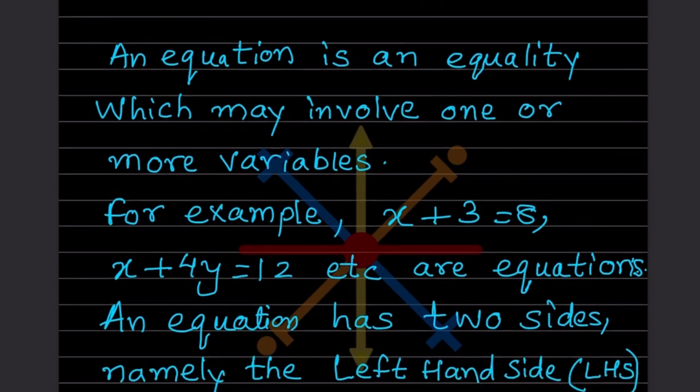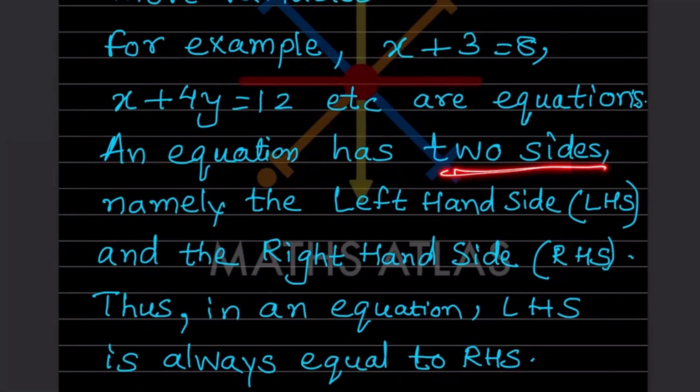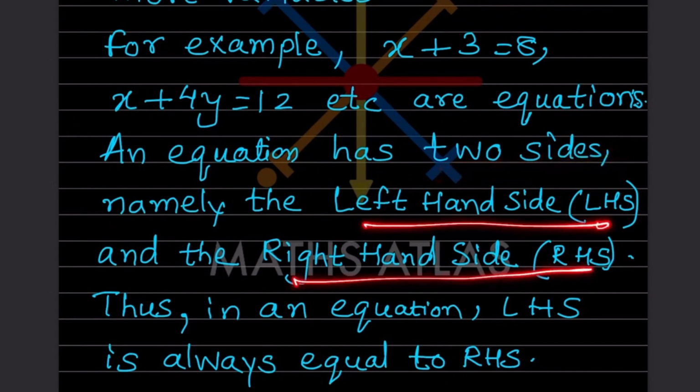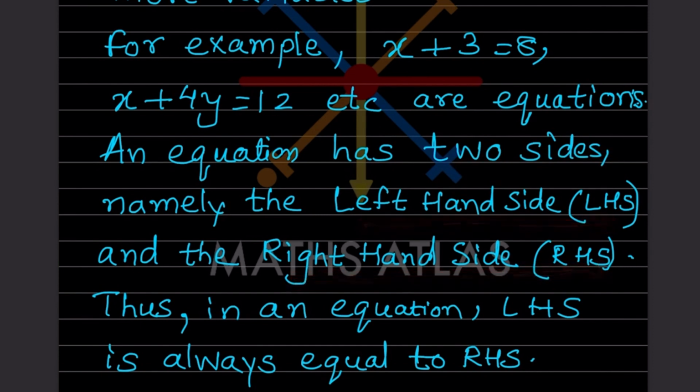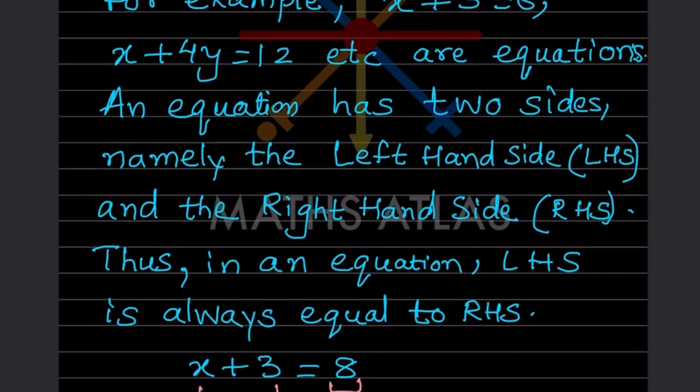Now an equation has two sides. This is called the left hand side and the right hand side. This is very important when you solve equations. We are not always going to say left hand side; we'll say LHS and RHS. I've written both ways. Left hand side, the short form is LHS, and right hand side, the short form is RHS. In an equation, LHS is always equal to RHS.